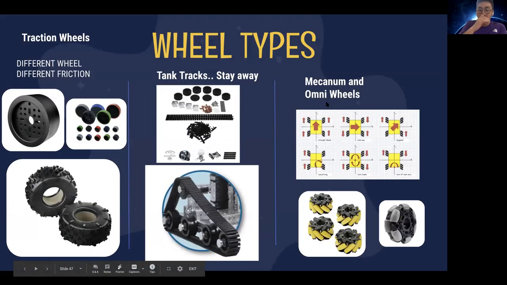And wheel types, we have different types of wheels: traction wheels, tank tracks, Mecanum, and Omni. So traction wheels, all of them are really similar, except probably how you want to maneuver over things. For example, these pneumatic wheels, these stealth wheels, they all depend on how much friction they have.